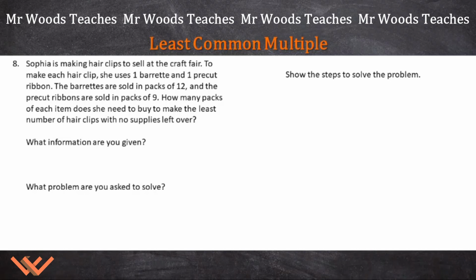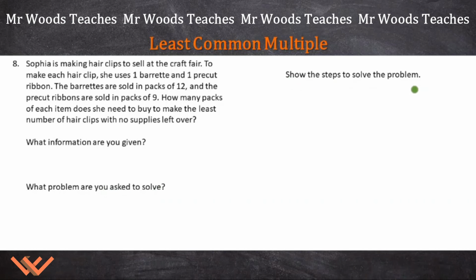Let's review this. Sophia is making hair clips to sell at the craft fair. To make each hair clip, she uses 1 barrette and 1 pre-cut ribbon. The barrettes are sold in packs of 12, and the pre-cut ribbons are sold in packs of 9. How many packs of each item does she need to buy to make the least number of hair clips with no supplies left over? First thing is what information are you given? Next is what problem are you asked to solve? And finally, show the steps to solve the problem.